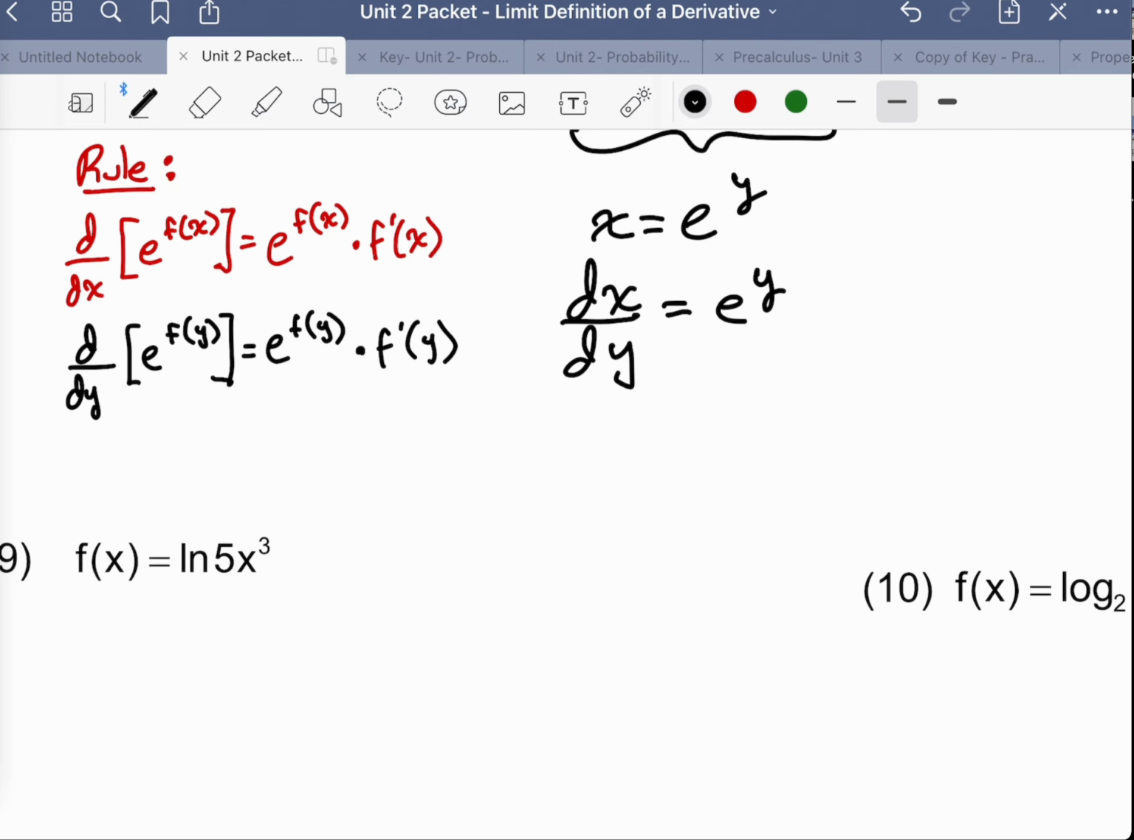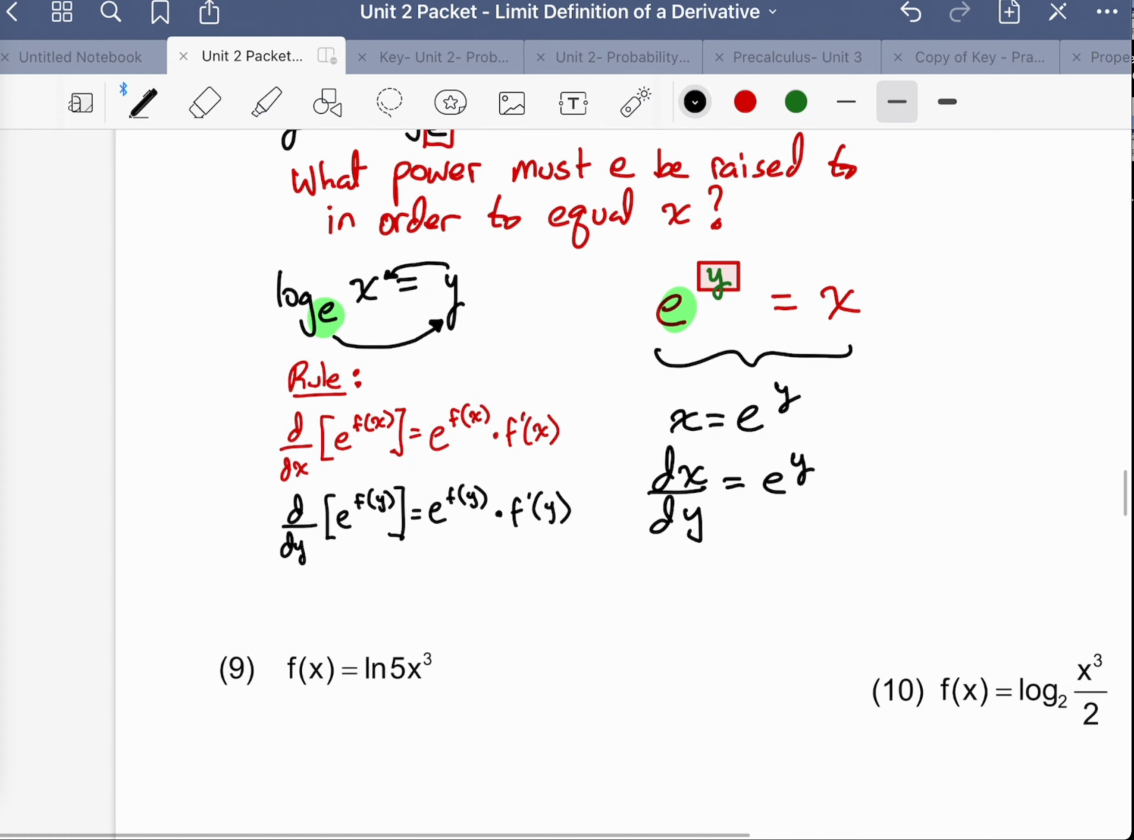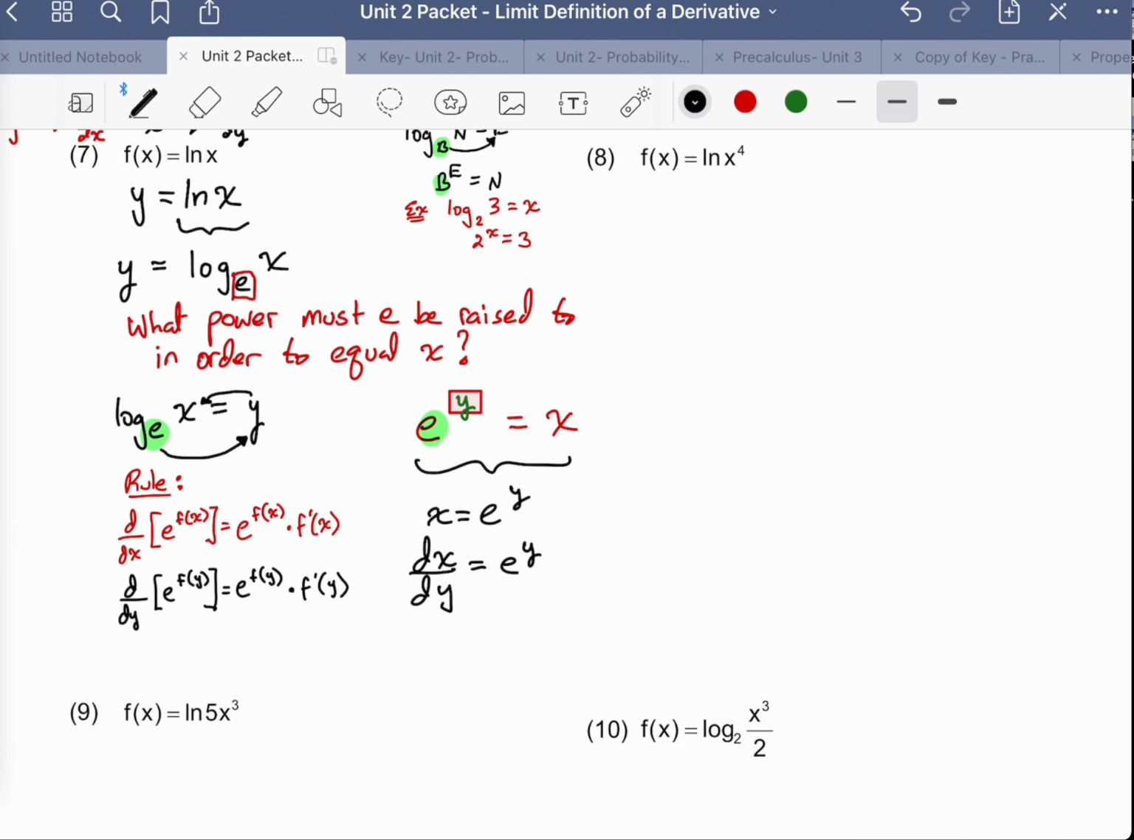All right, but ultimately I need dy over dx, because if I go back to what we started with here, I have to find the derivative of this equation here. y is equal to the natural log of x. That derivative is going to be dy over dx is equal to something. All right. Well, I have dx over dy.